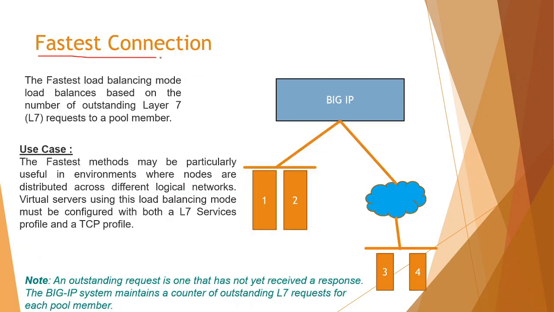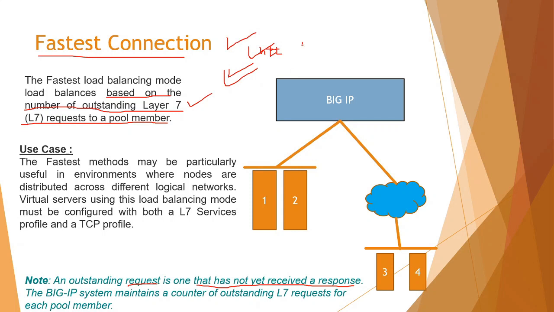Fastest. The fastest load balancing method is based on the number of outstanding layer 7 requests to a pool member. So what do we mean by outstanding request? A request that has not yet received a response is known as an outstanding request. The fastest method is only applicable for layer 7 HTTP or HTTPS requests, or any other protocol which supports layer 7. For fastest load balancing, you need to assign an L7 profile.